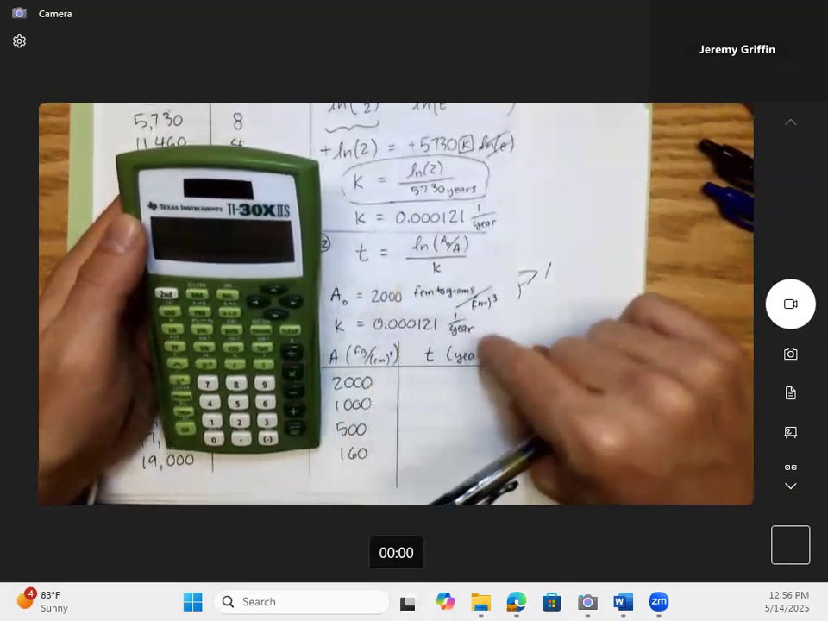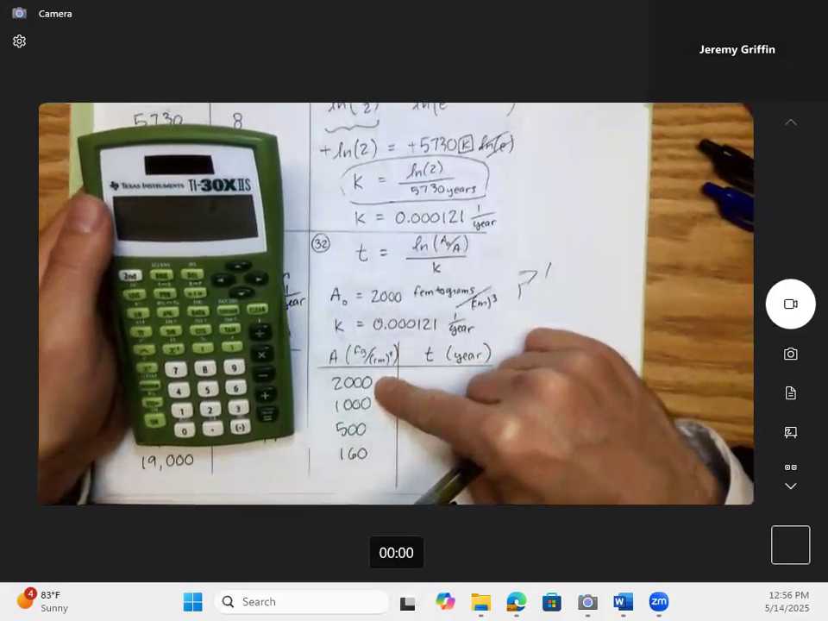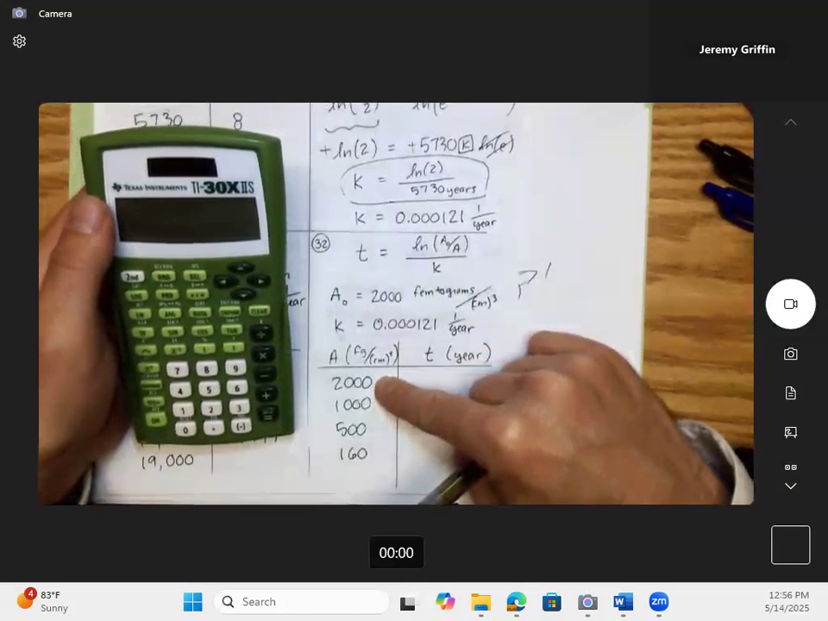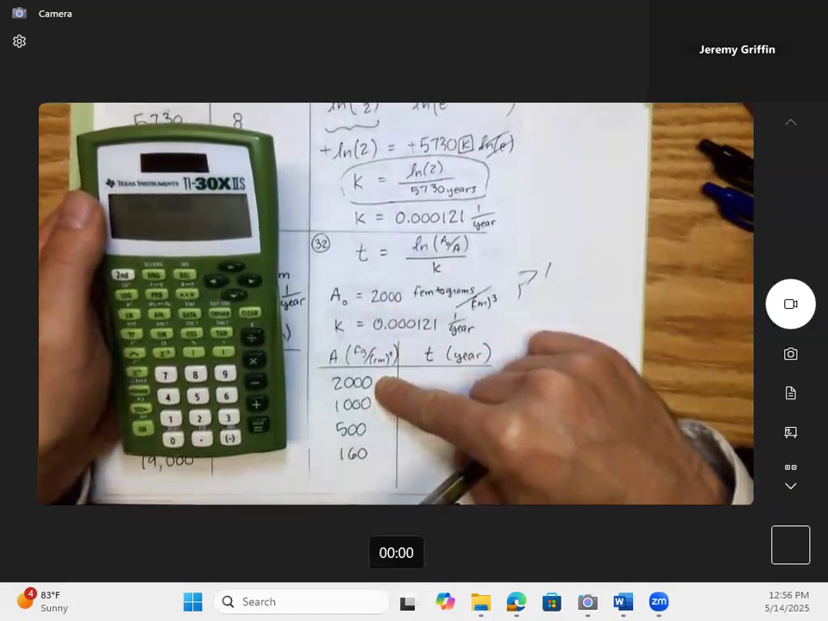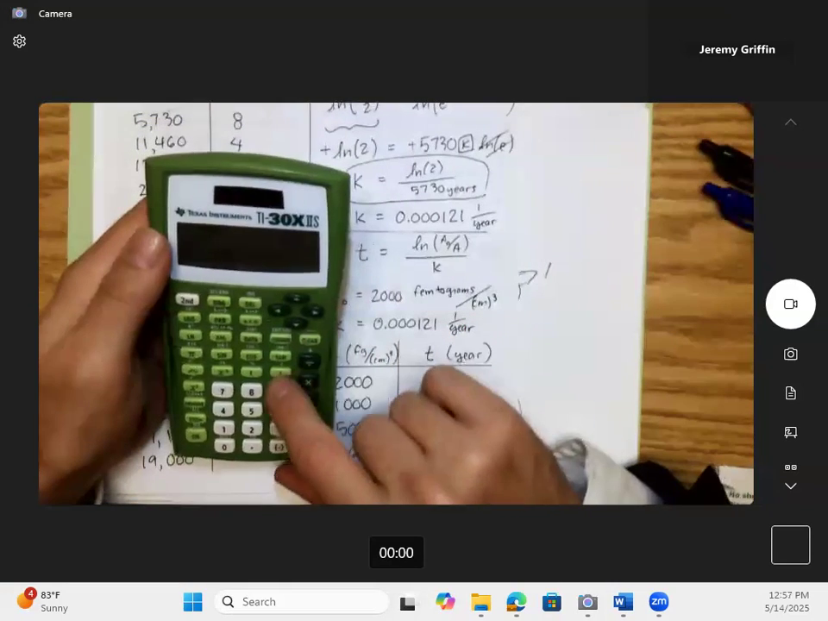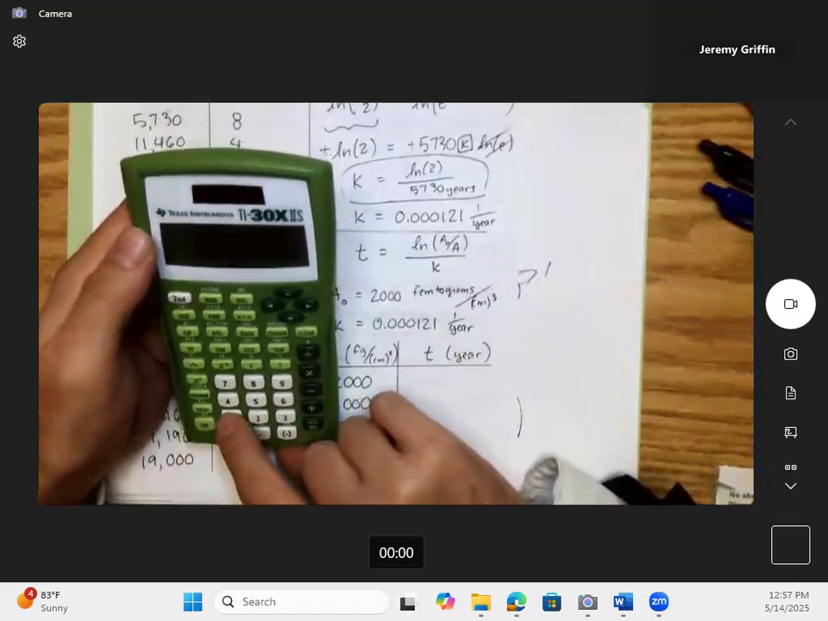Then divide by A. Now, say you get an artifact, and it has the same concentration that it would for living beings. Couldn't you say that it's probably not been dead for very long, maybe a decade at the most, maybe an old chicken bone from like 5 years ago? Just hold on to that. So 2,000 over 2,000, close parenthesis, divide by k, which is 0.000121.